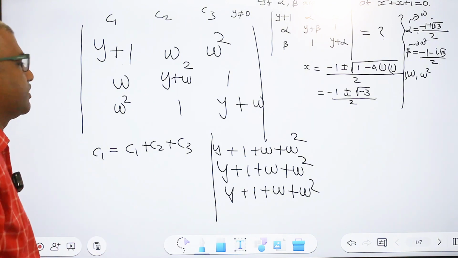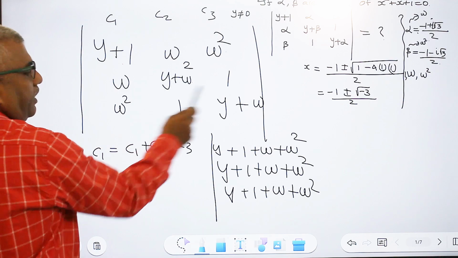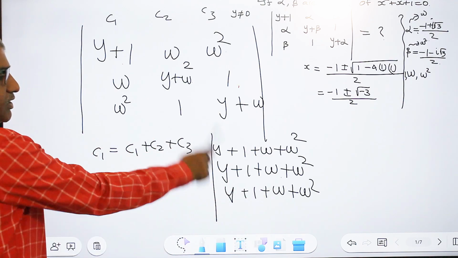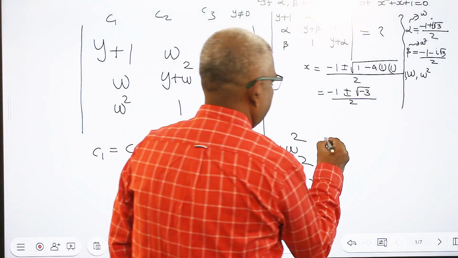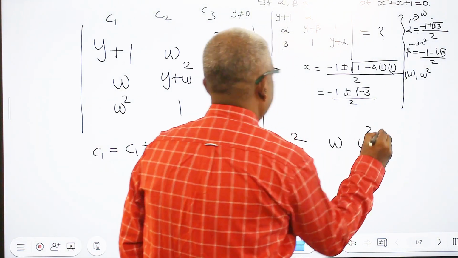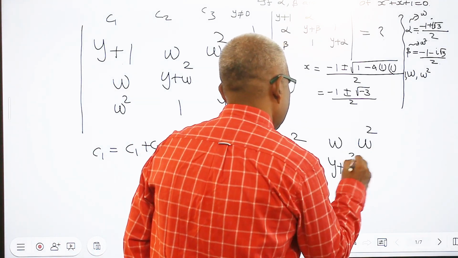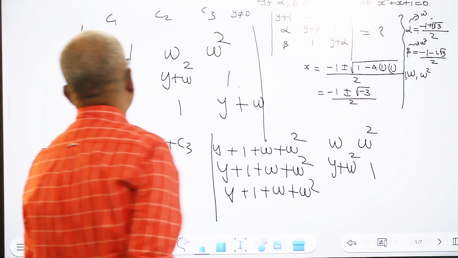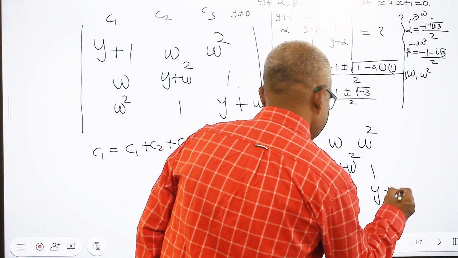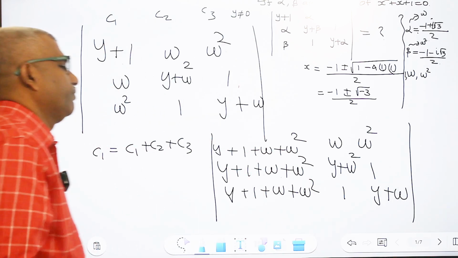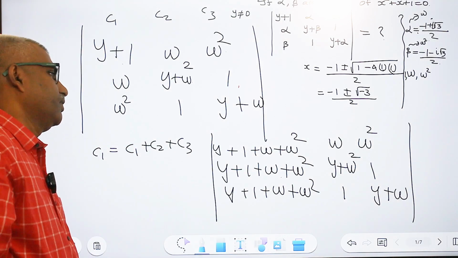In row 1 we get y plus 1 plus omega, in row 2 y plus 1 plus omega squared, and in row 3 y plus omega squared plus omega plus 1 came here. So these all are the same values. Then omega squared, y plus omega squared, 1, then 1, 1, y plus omega. Okay, until now we copy down.